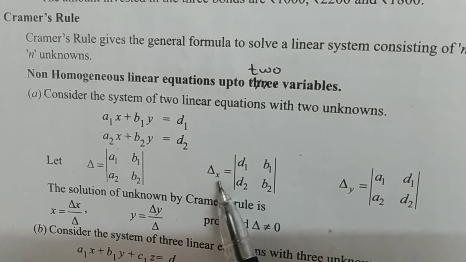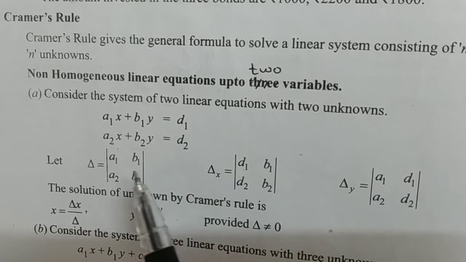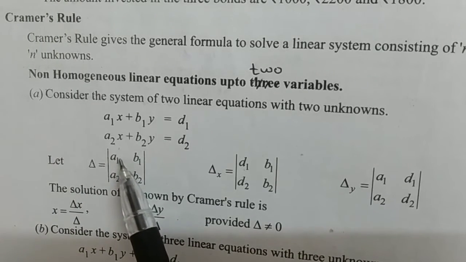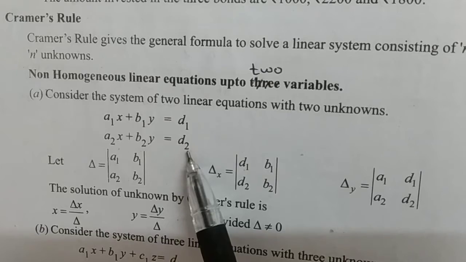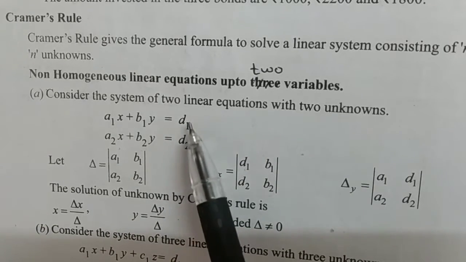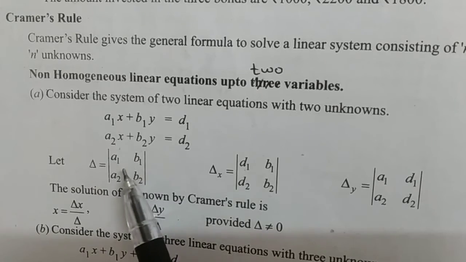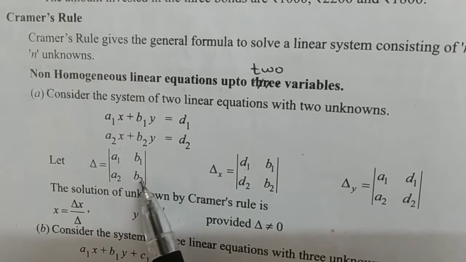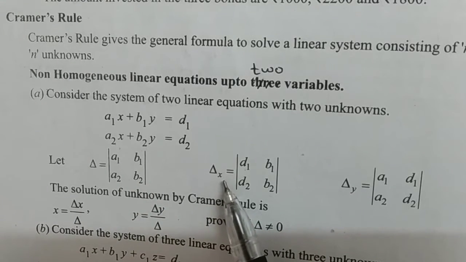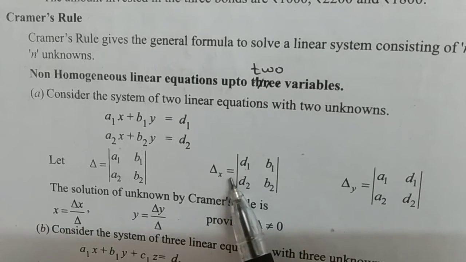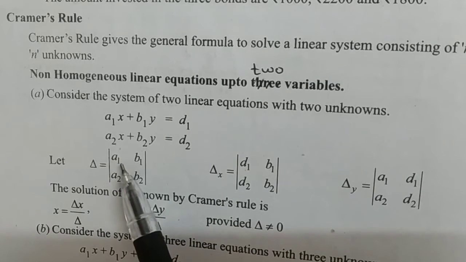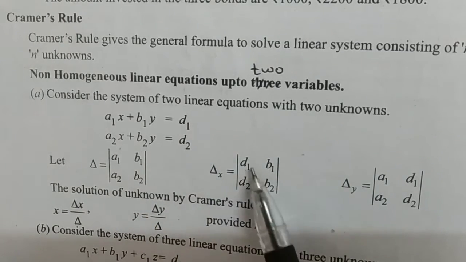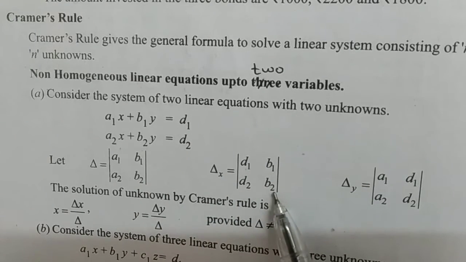And delta x: replace the first column. What is the first column here? a1, a2. Instead of this first column, replace the values d1 and d2, the constant values. Delta equals the coefficients of x and y: a1, b1, a2, b2. Next we find delta x. Delta x equals: replace the first column a1, a2 with d1 and d2, and the remaining terms b1, b2.